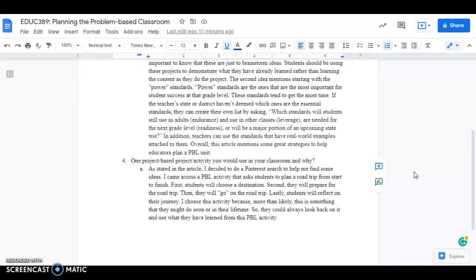A lot of families go on road trips over the summertime, or if not soon, then sometime in their lifetime, because everyone loves a good road trip. So they could always look back on it and use what they have learned from this problem-based learning activity.